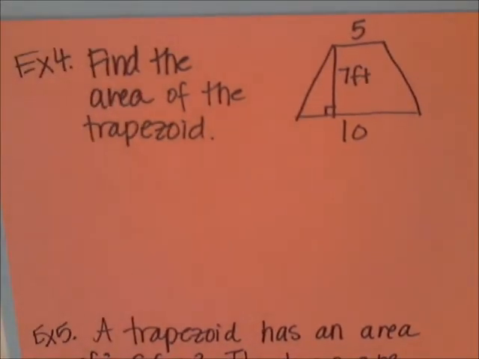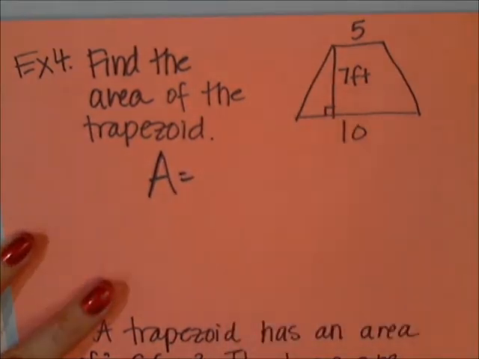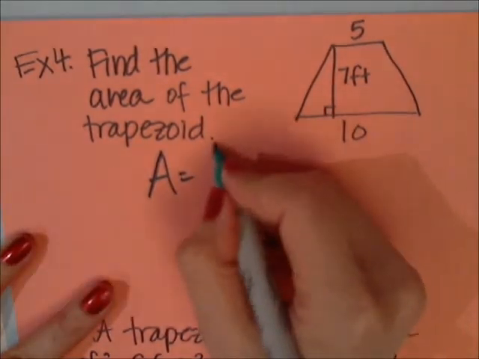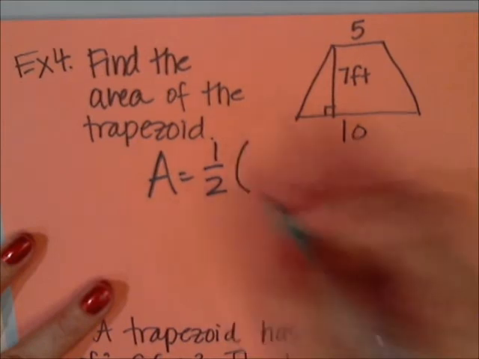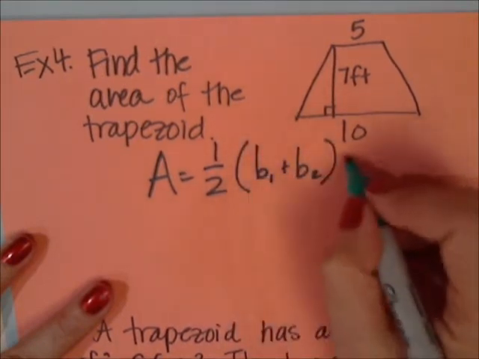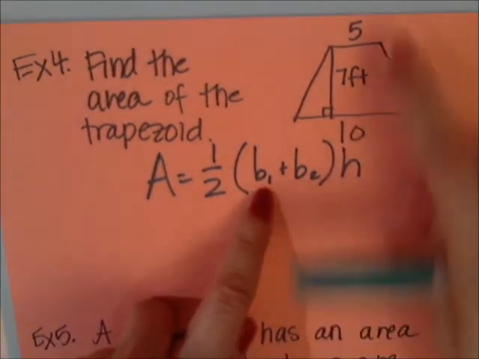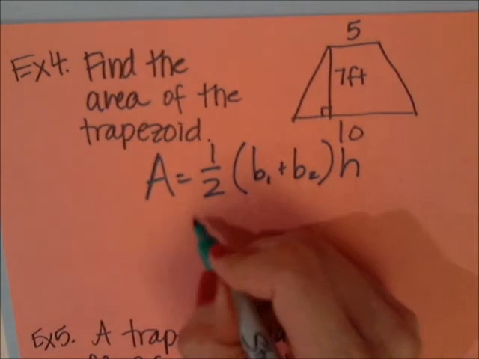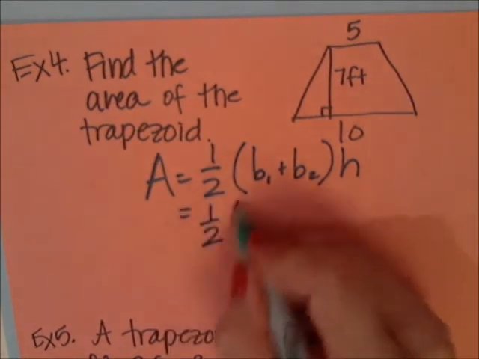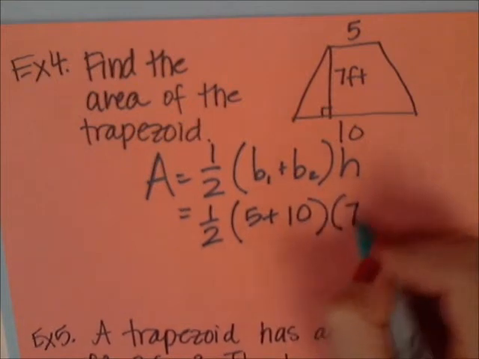We have a trapezoid problem. This is fun. Find the area of the trapezoid. Okay, so area. Now, if I remember the triangle formula, I can remember this one. Half. Now, the only thing is I have to add base 1 plus base 2 together times height. So it's just like triangles, except I have to add these two together. So I'm going to multiply half, and plug in my numbers, 5 plus 10 times 7.